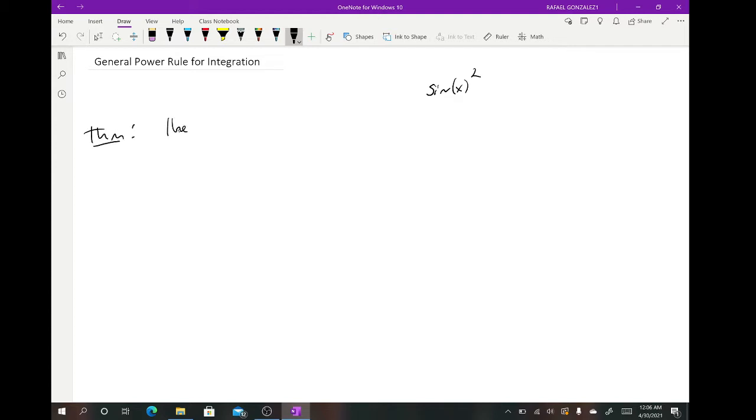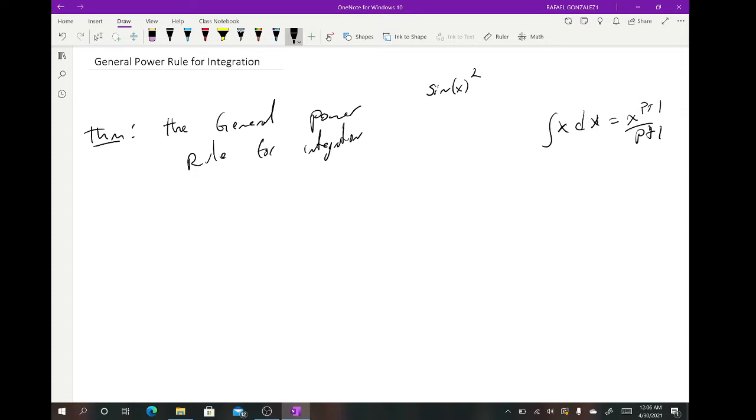So this is the so-called general power rule for integration. We saw the power rule earlier for things like the antiderivative of x to the p dx. That was x to the p plus 1 divided by p plus 1. So now we're going to see the general case for this rule.